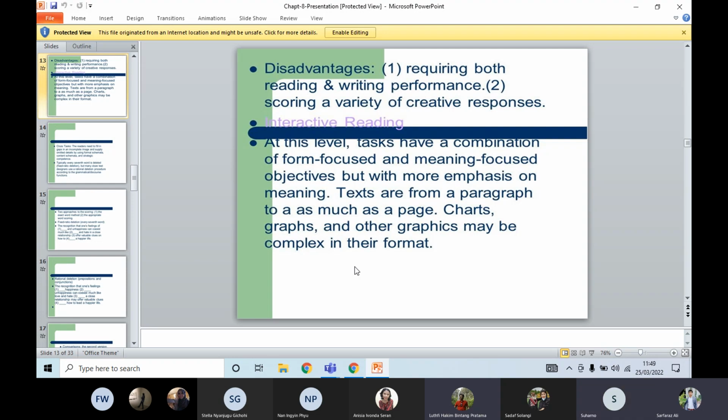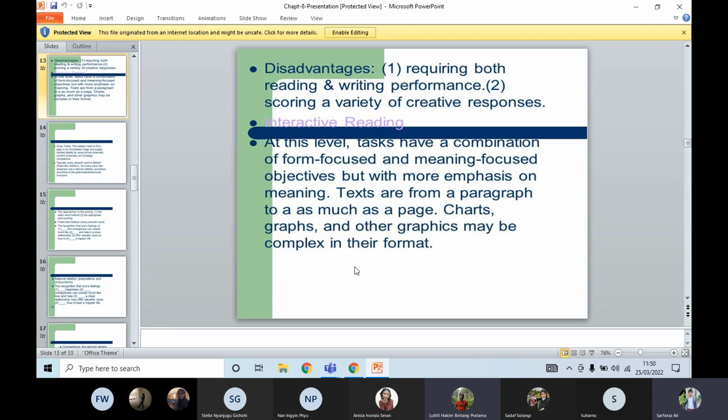The second type of reading performance is interactive reading, and this is also part of designing the assessment tasks. At this level, the selective tasks have a combination of form-focused and meaning-focused objectives, but it usually emphasizes meaning, because interactive tasks imply a little more focus on top-down processing or bottom-up texts.